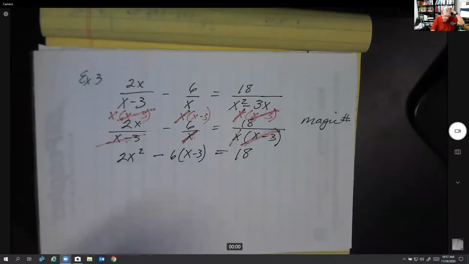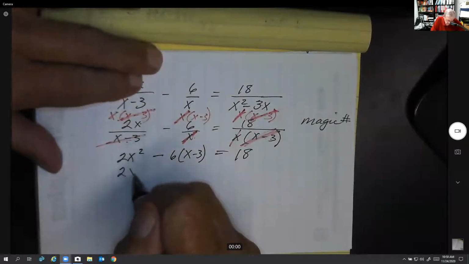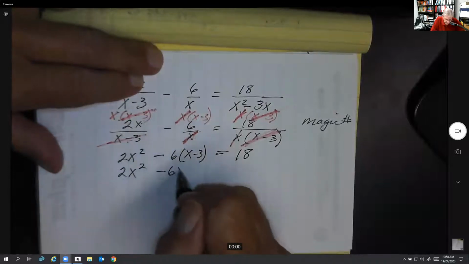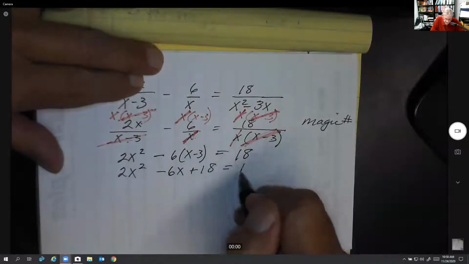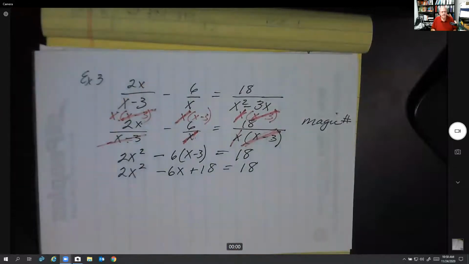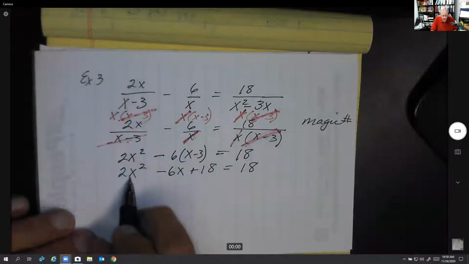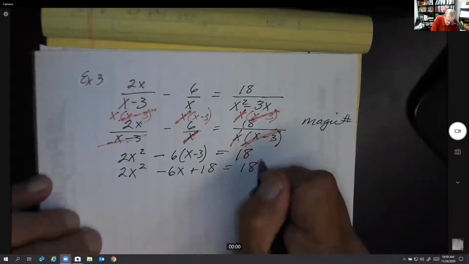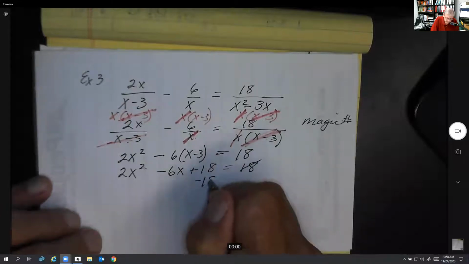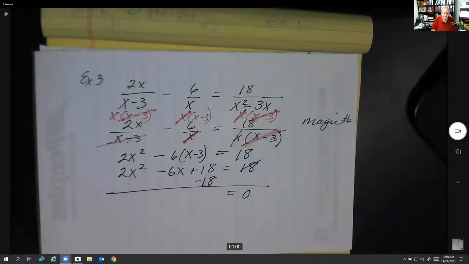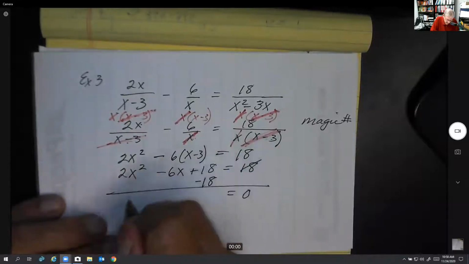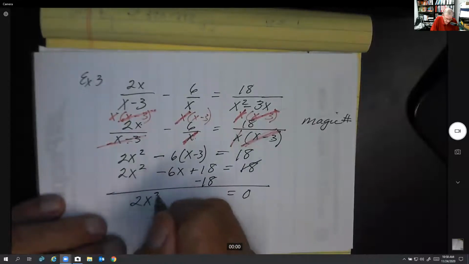Okay, now I'm going to distribute this out. 2x squared minus 6x, sign change, plus 18 equals 18. This is a quadratic equation, so it has to be set equal to 0. Going to bring the 18 over to get it to equal 0. And the 18's cancel, so I ended up with 2x squared minus 6x.